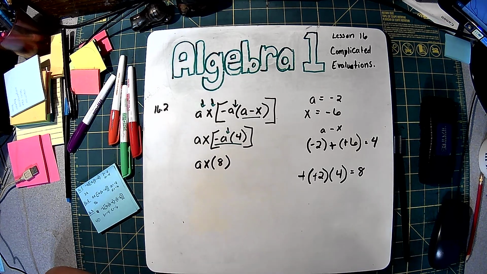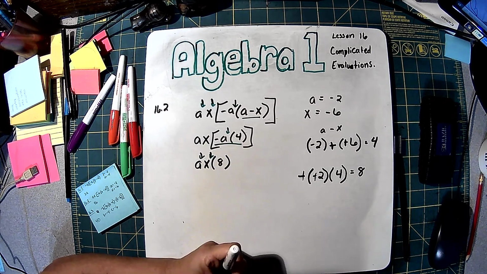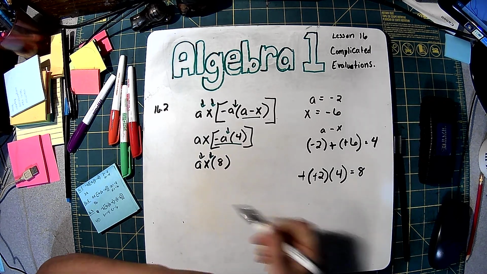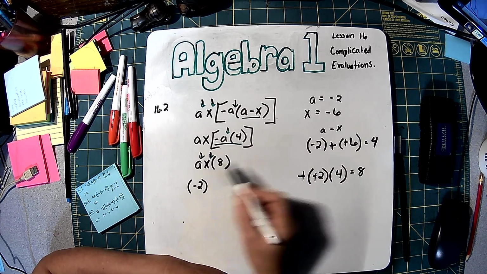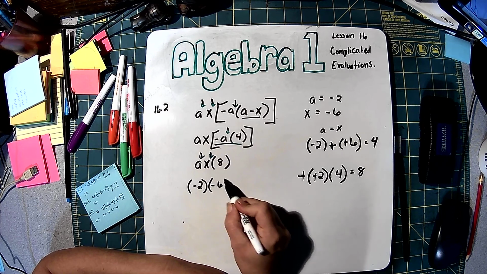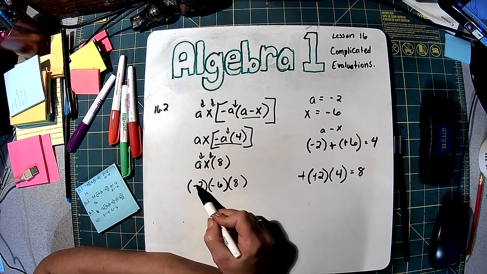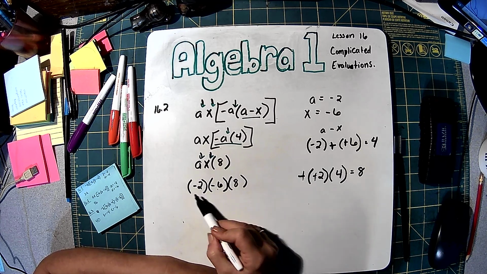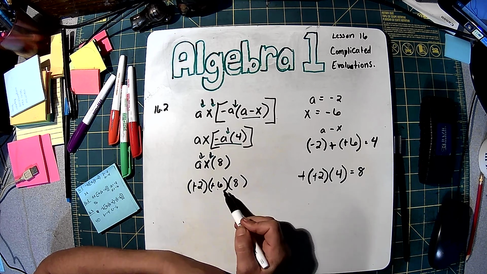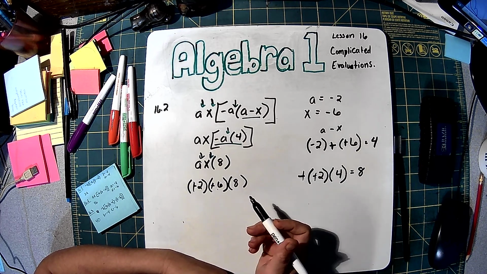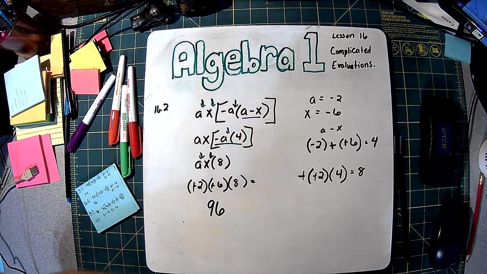Okay. Now I need to multiply here and here. So I can just put all these values into parentheses now. So a is negative 2, x is negative 6, and then I have 8. Okay, so a was negative 2, x was negative 6, and I have 8. 2 times 6 will be 12. These are going to cancel each other, so negative times negative makes a positive. I've got positive 12 times 8, which is going to equal 96. So that one's 96.